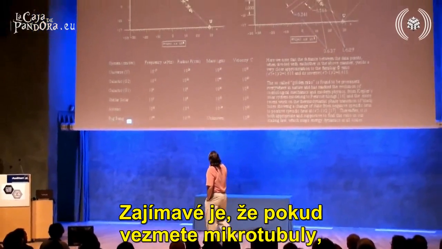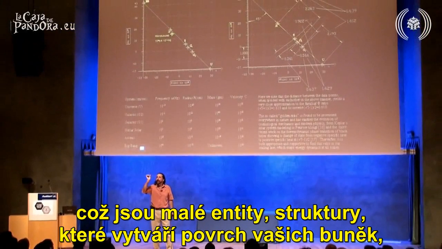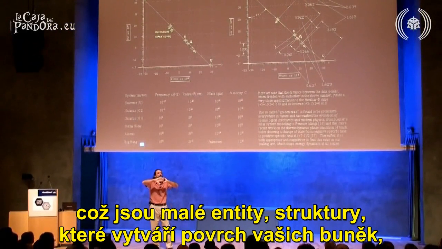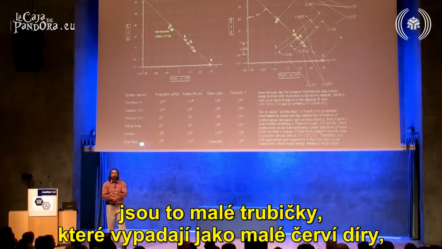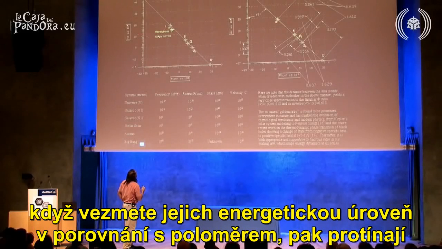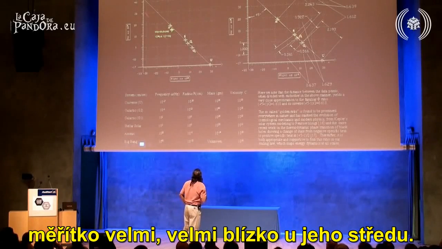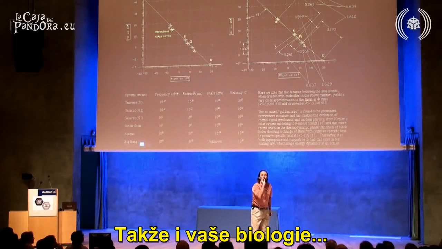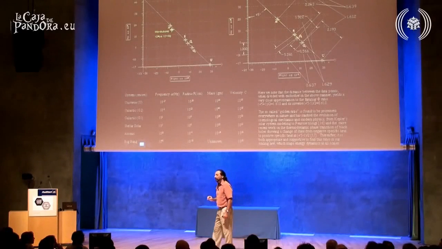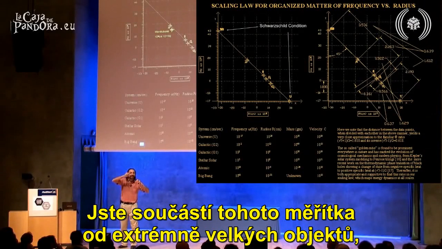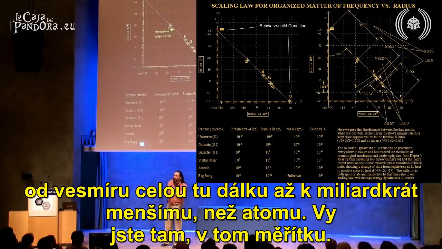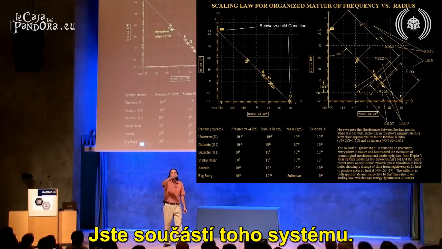Interestingly, if you take the microtubules, the little structures that make up the surface of your cells, they're little tubes, they look like little wormholes. You take their energy level and their radius, they intersect the scale very, very close to its center. So even your biology is part of this scale. You are part of this incredible scale from extremely large, the universe, all the way to billions of times smaller than an atom. You're right there on that scale. You're part of that system.